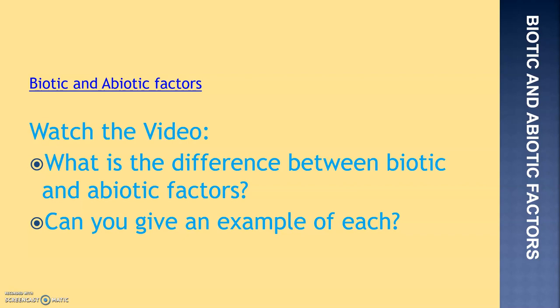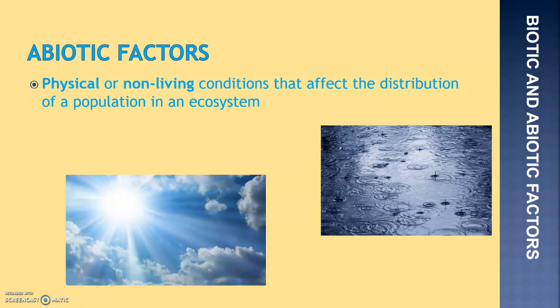All right, welcome back. Now, from that video, I hope you'll be able to learn that abiotic factors are physical or non-living conditions that affect distribution of a population in an ecosystem. For example, seasons, climate change. Is it raining? Is it really sunny? Is it dry? That is a non-living condition that affects distribution of a population in an ecosystem, okay?